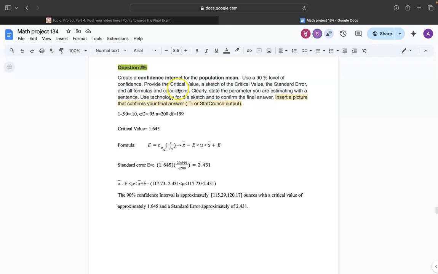As for question number 9, it states to create a confidence interval for the population mean, use a 90% level of confidence, and provide the critical value, a sketch of the critical value, the standard error, and all formulas and calculations. As for our critical value, we have 1.645 because that is the value for the 90%. As for the formula, the standard error is going to consist of 1.645 times the standard deviation, which is the 20.899, divided by the square root of 200, which is our n value.